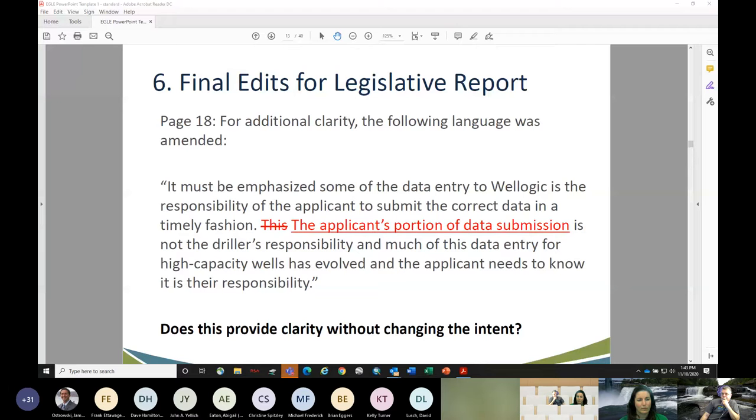WellLogic just makes it easier to do that. Most well drillers do that electronically. Okay, so thanks, Mike. There's really no applicant's portion. The entire thing is their responsibility. We just simply provide that in most cases as a courtesy service.